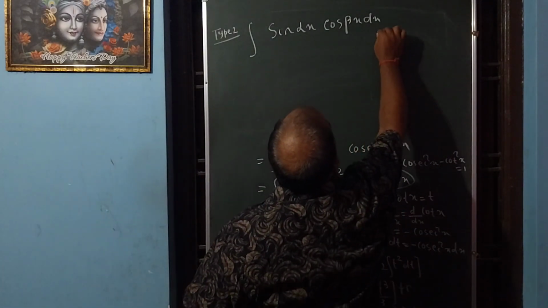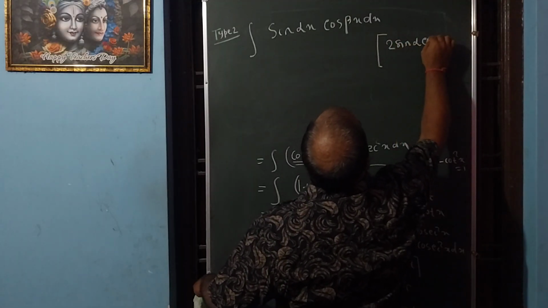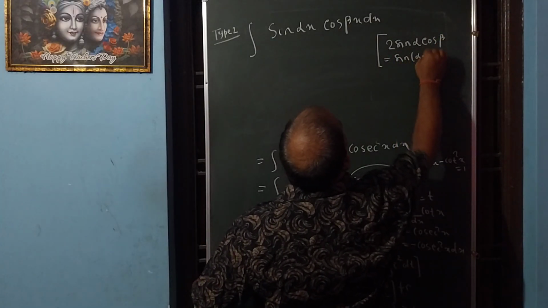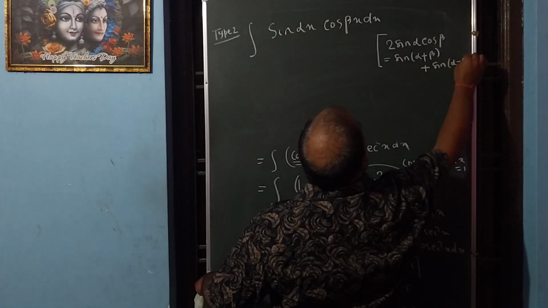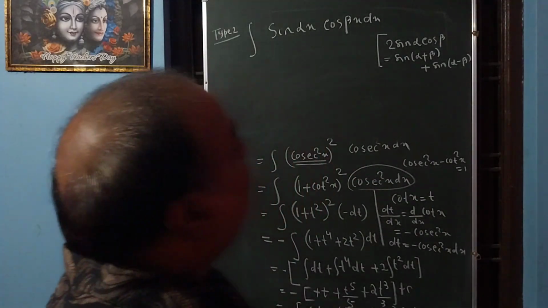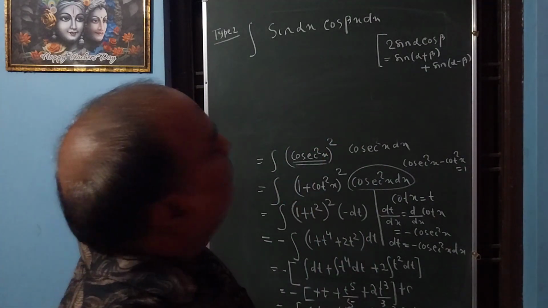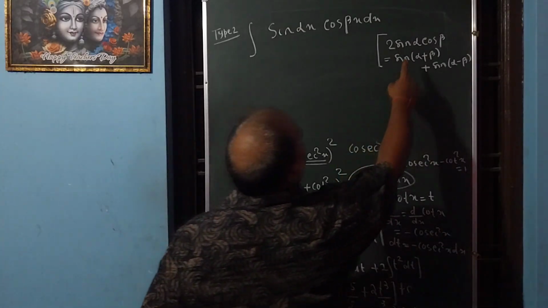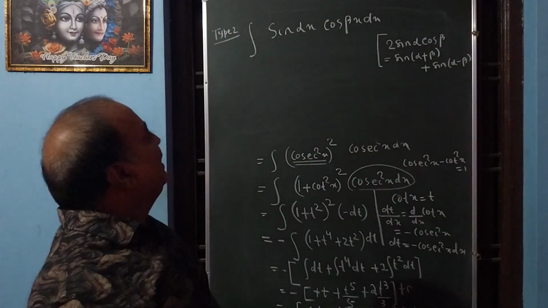We know one formula in trigonometry: 2 sin alpha into cos beta is equal to sin of alpha plus beta plus sin of alpha minus beta. You remember, this is one formula in trigonometry. But here we see 2 is there in the formula, but here it is not 2. So you have to multiply and divide by 2.